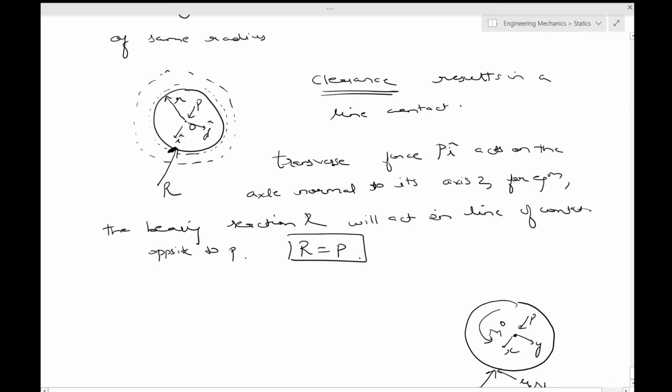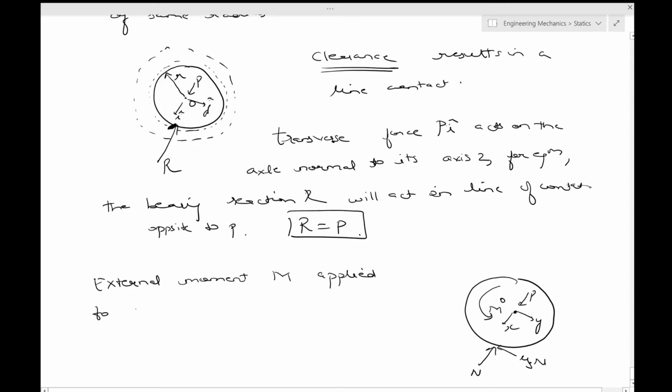the axle. So you have an external moment M applied to this axle about its axis to cause impending slip.